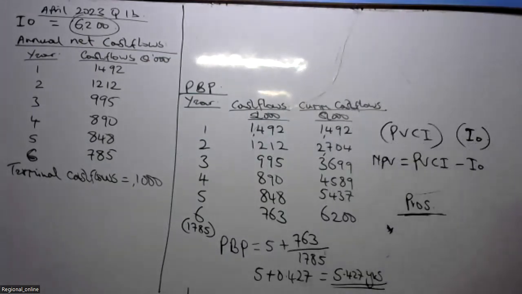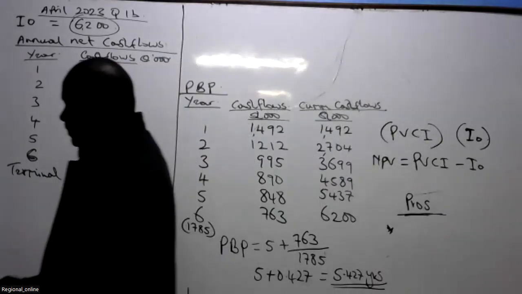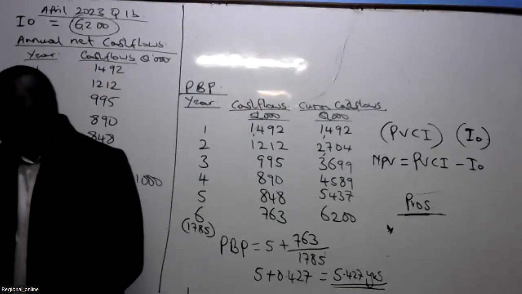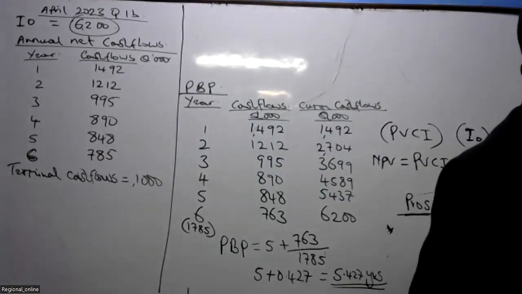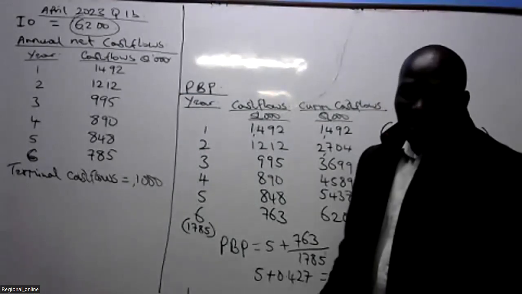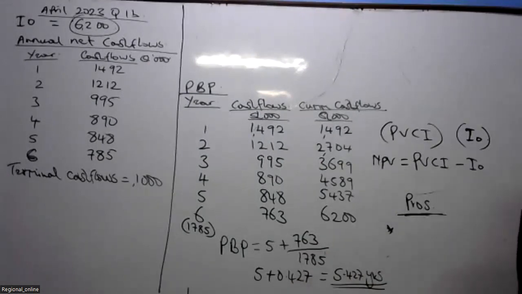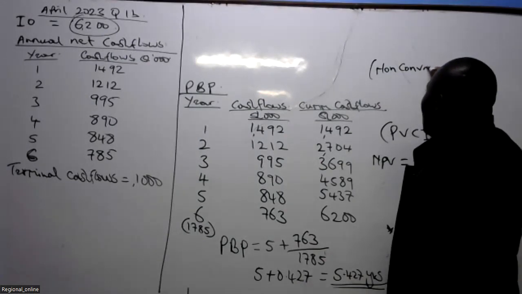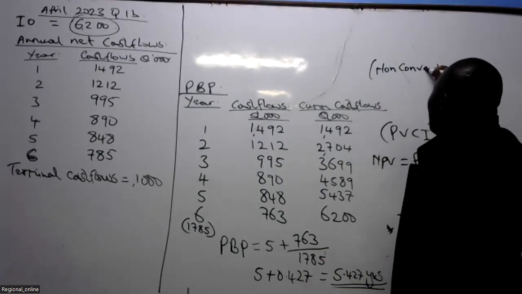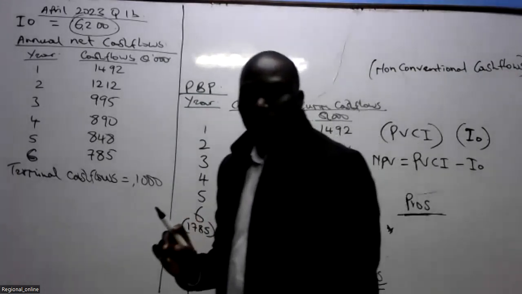Now let's write number 5. It may conflict with IRR when comparing mutually exclusive projects with different set of cash flows, in brackets, non-conventional cash flows.